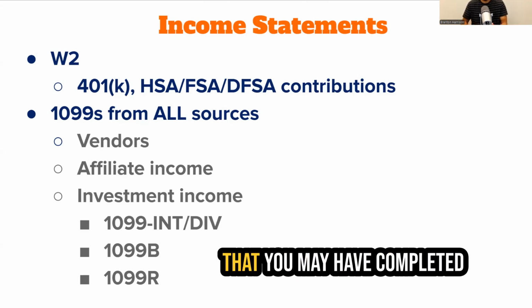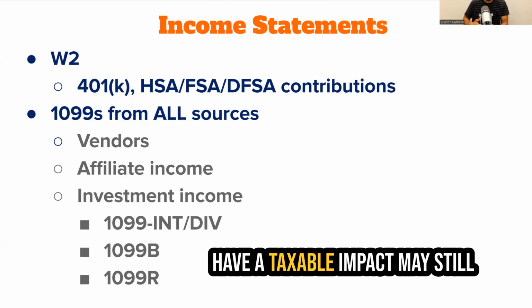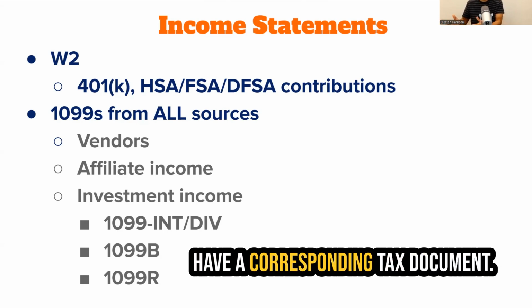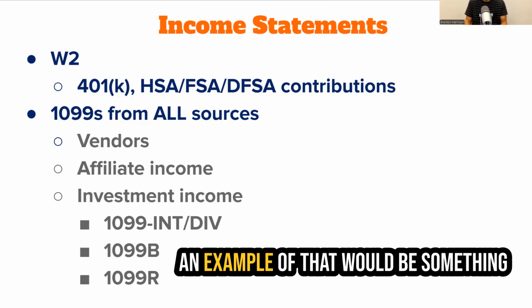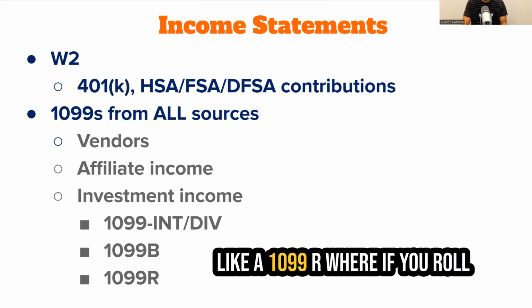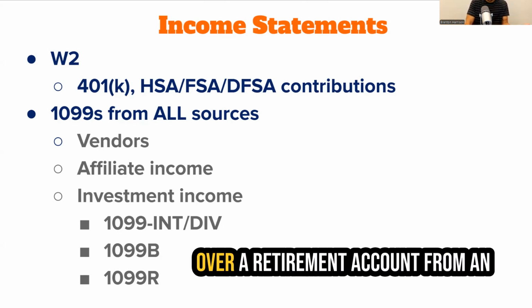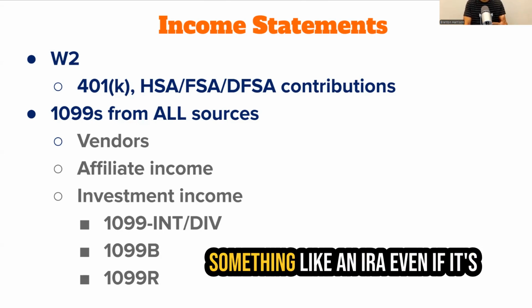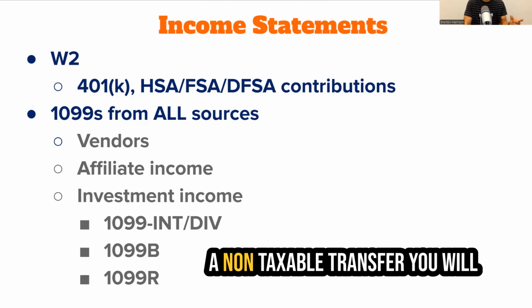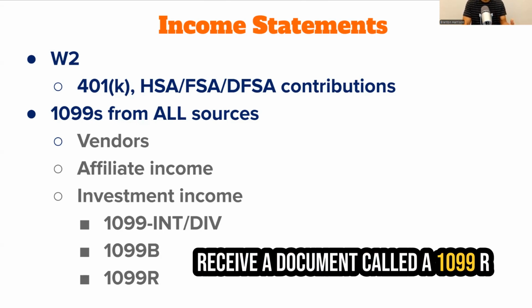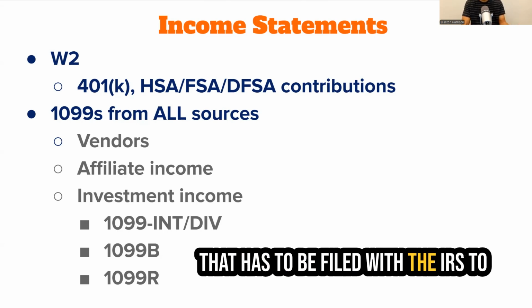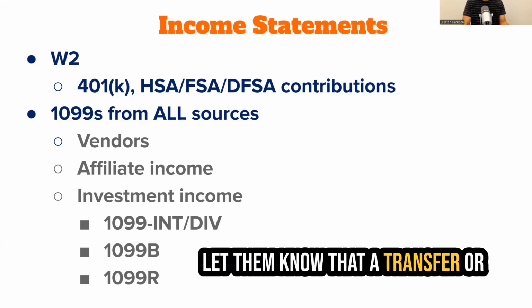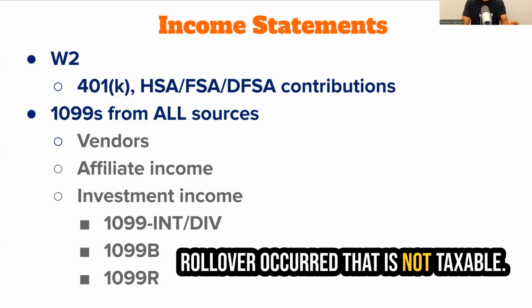And even certain activities that you may have completed throughout the year that don't have a taxable impact may still have a corresponding tax document. An example of that would be something like a 1099-R, where if you roll over a retirement account from an employer account like a 401k into something like an IRA, even if it's a non-taxable transfer, you will receive a document called a 1099-R that has to be filed with the IRS to let them know that a transfer or rollover occurred that is not taxable.